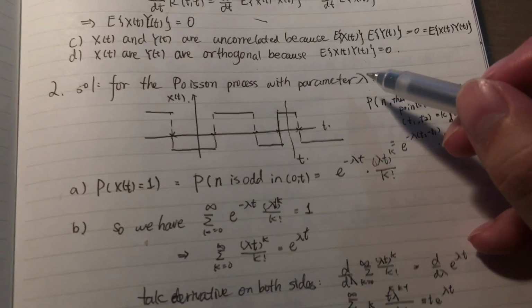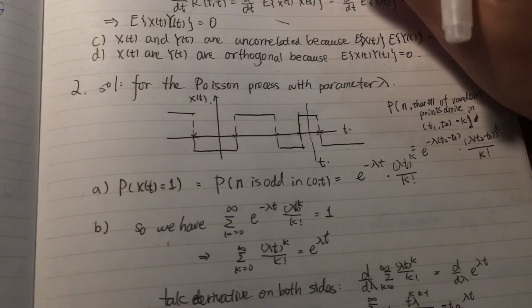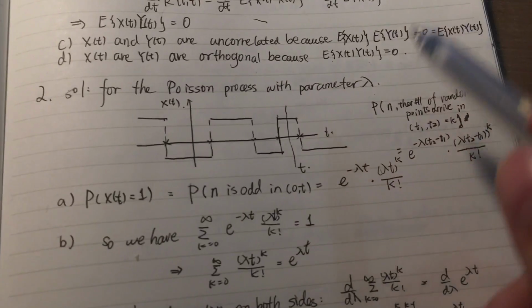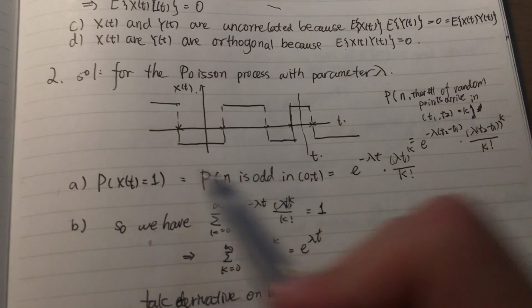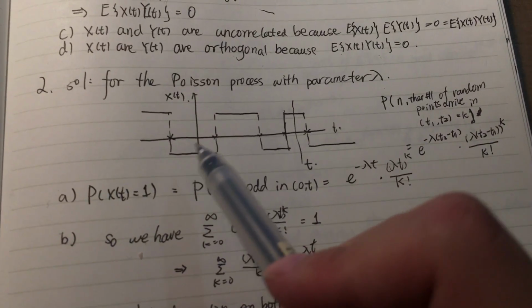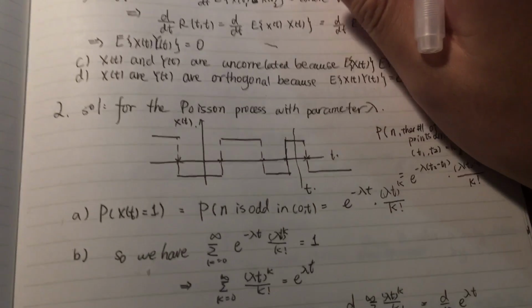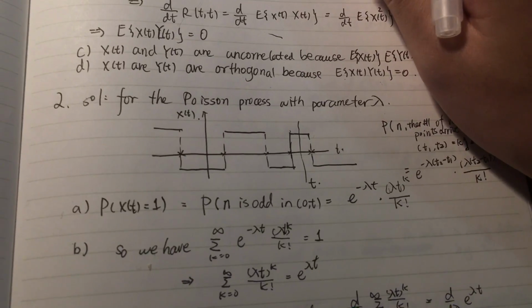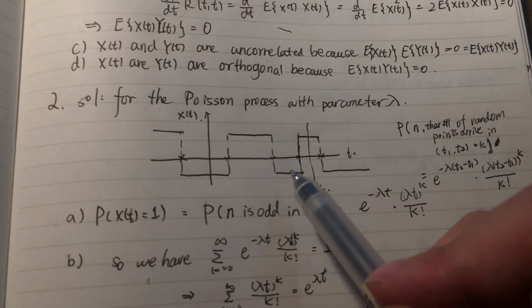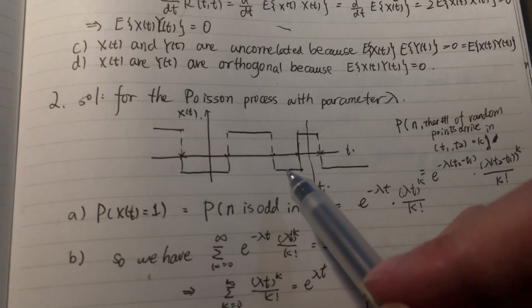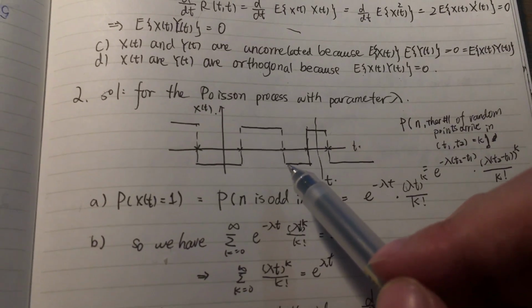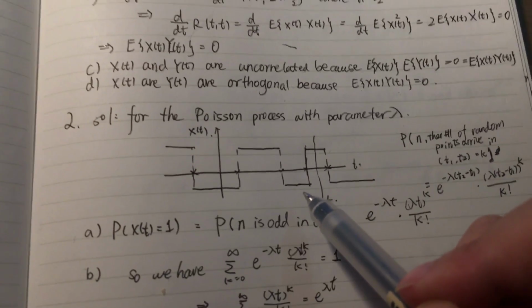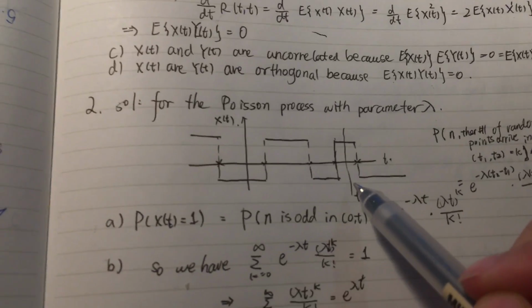So we define this stochastic process as the graph shows, where X(t) is equal to 1 when N in the interval from 0 to t is an odd number, and X(t) is equal to -1 if N is even in the interval from 0 to t.